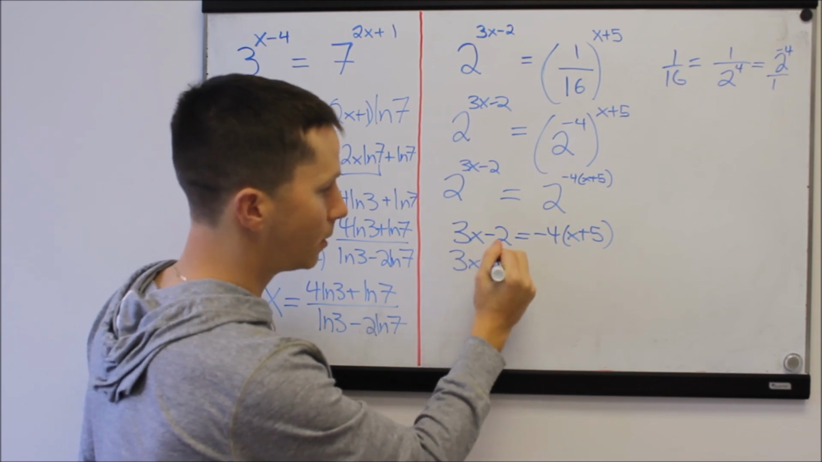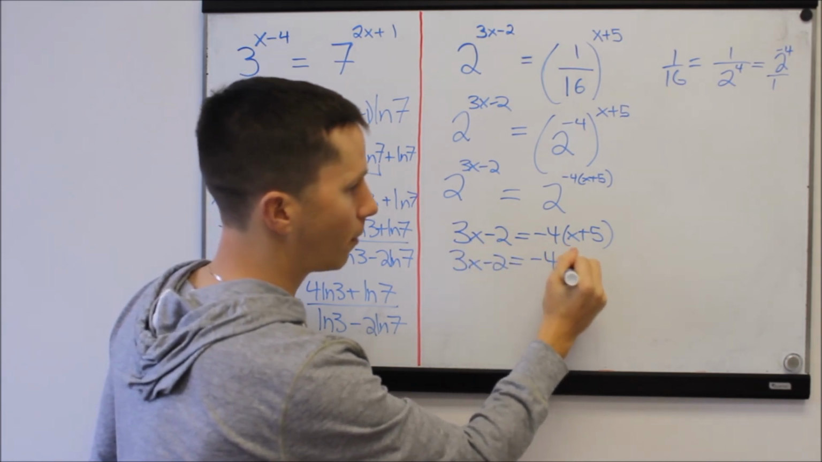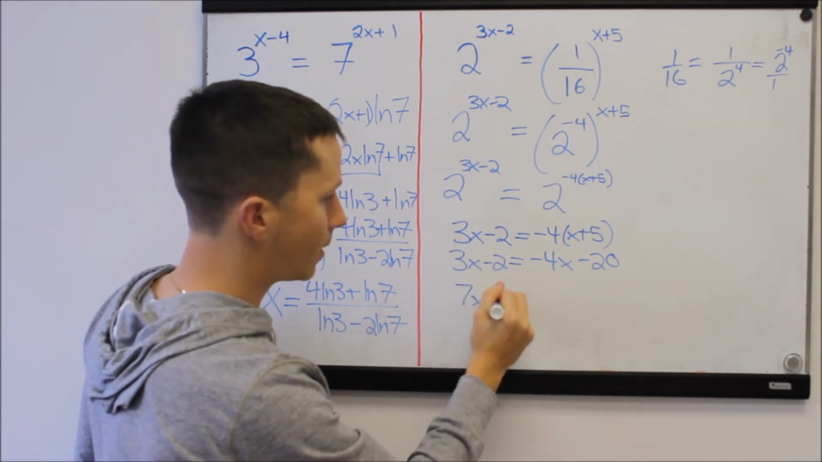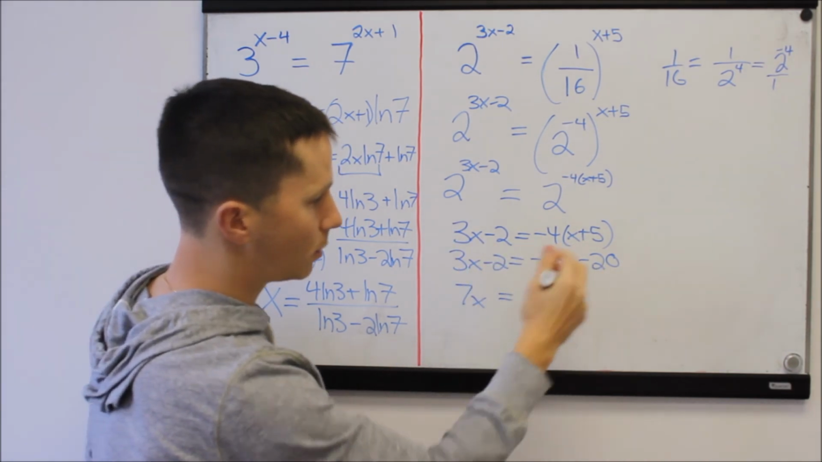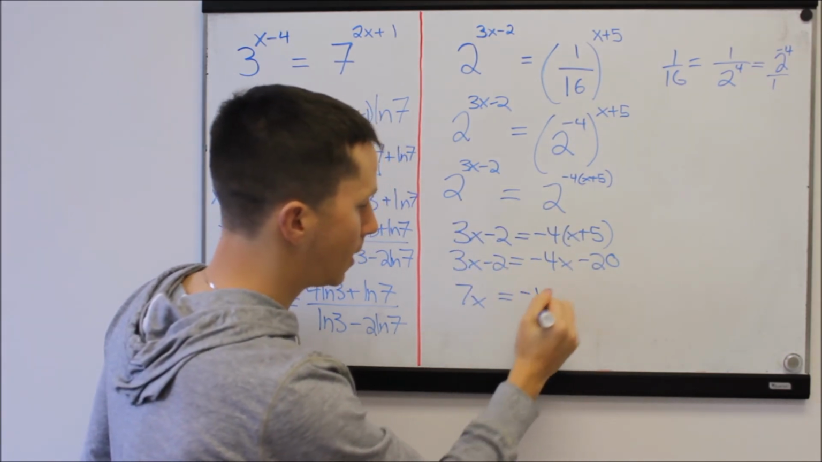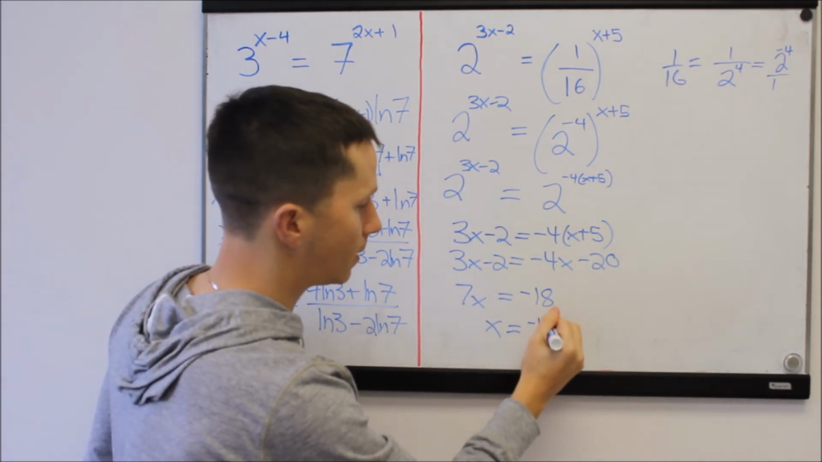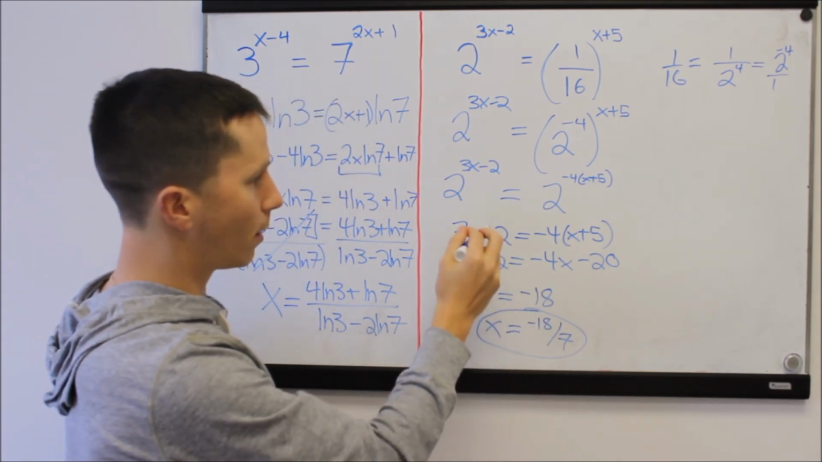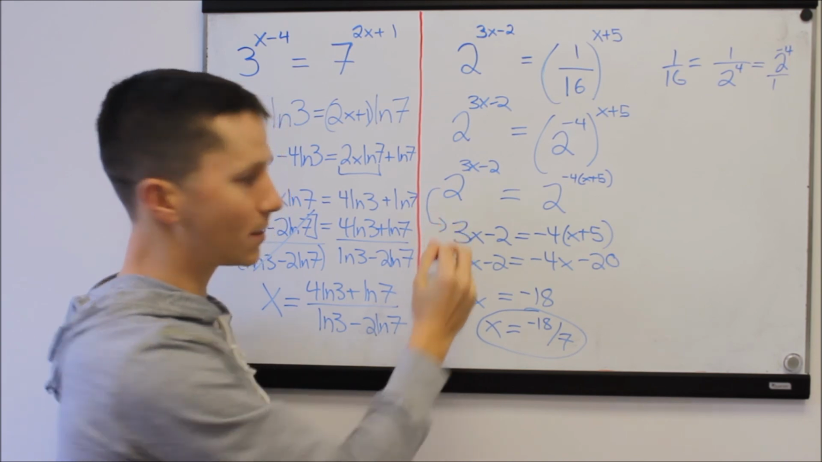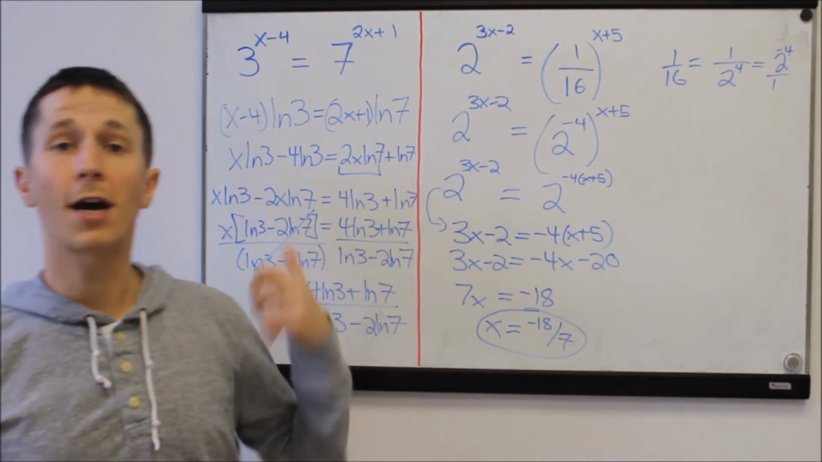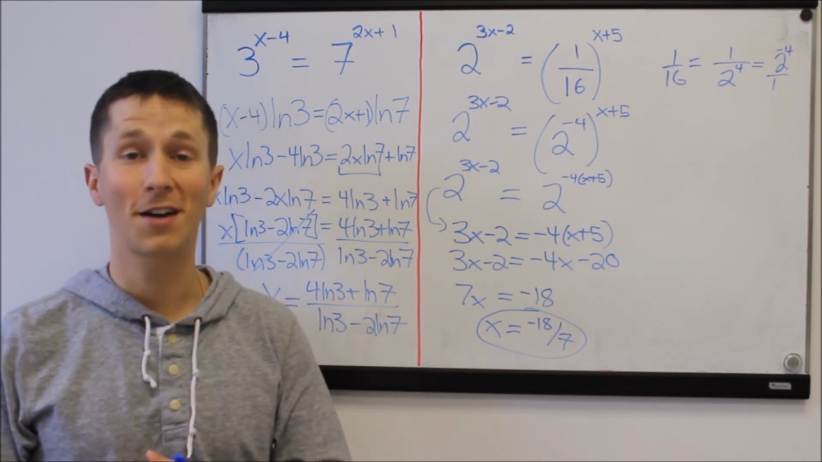Now it's a simple equation. Multiply the 4 through, minus 20. Add the 4x over here, and I get 7x equals, I'm going to add the 2 over, so minus 20 plus 2 is minus 18, and x equals negative 18 over 7. So from this point forward, it's just a simple linear equation to solve. So those are the two types of exponential equations that you're going to see on the provincial exam.